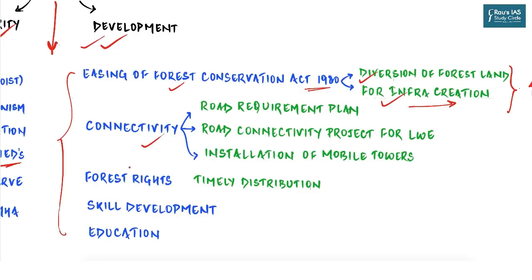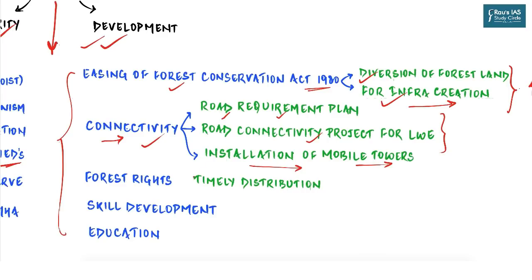Then, lack of connectivity is the major tool in the hands of Naxalites. They first disconnect the local population from the mainland and then they carry out their brainwashing. And so connectivity has been a major plank of the government of India. And connectivity does not mean road connectivity only, but it also means communications connectivity. And so the government of India has been implementing the Road Requirement Plan and the Road Connectivity Project for LWE areas. Also, installation of mobile towers has been a high priority of the government in these regions.